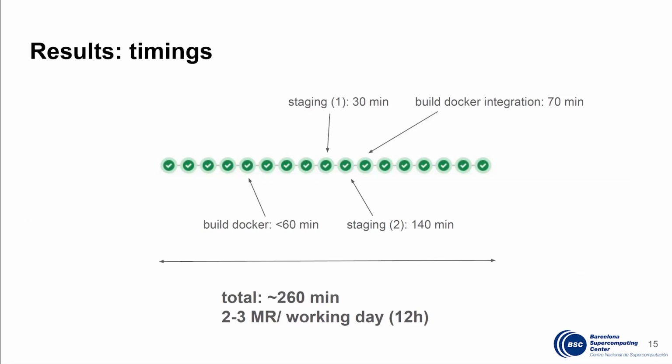About the timing, it's important because the idea is to run the pipeline in the least time possible in order to run the most merge requests possible. So we run a pipeline in more or less 260 minutes, which enables us to reintegrate 2 or 3 merge requests for a working day of 12 hours.